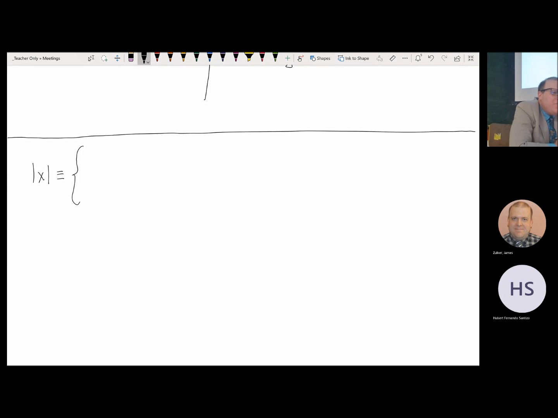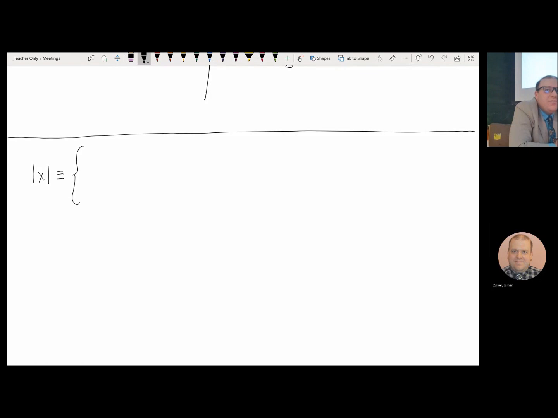Right? So again, think of absolute value as a machine. If you throw in a non-negative number, the machine is going to spit out that number, right? Put in 0, it gives you 0. Put in 10, it gives you 10. Put in pi, it gives you pi.